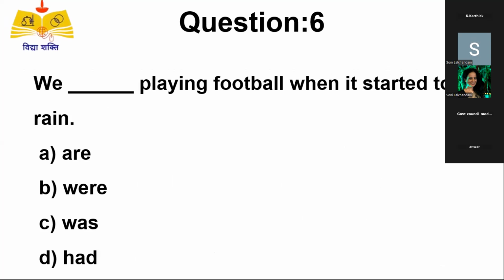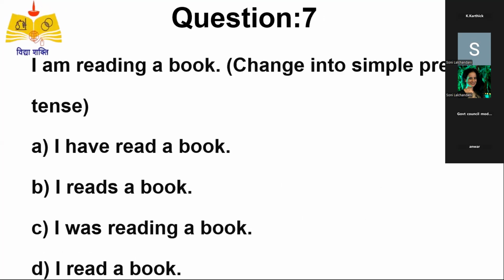Dash playing football when it started to rain. A are, B were, C was, D had. Next. I am reading a book. Change into simple present tense. I have read a book. I reads a book. I was reading a book. I read a book.